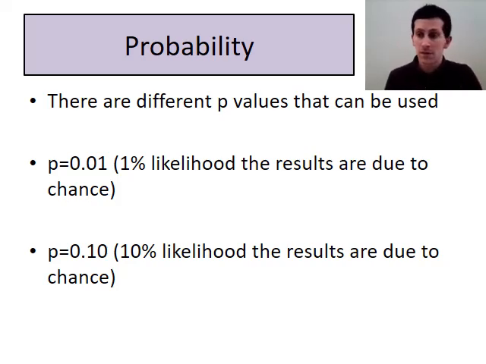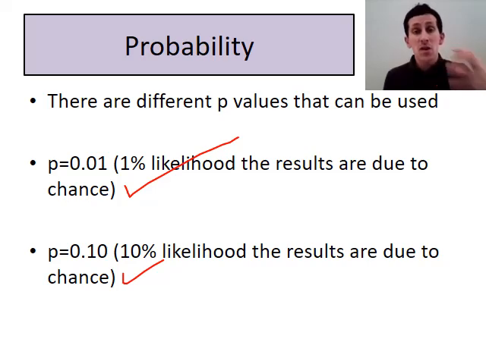So this first one here, you can be 99% certain of your results. There's only a 1% chance that the results were down to luck. On the other hand, it's very, very strict and hard to pass. And this one here, you can be 90% certain of the results, that the results were down to changes in your independent variable. But on the other hand, there is a 10% chance that the results may just have been down to luck.